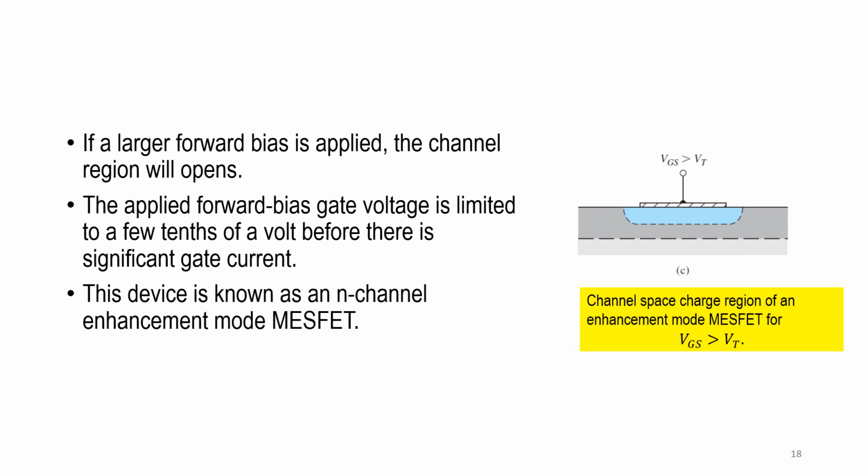So if we apply a larger forward bias, the channel region will be open. In this case, the depletion region will be decreased, enabling a current to flow between the source and the drain. So the device now is known as an N-channel enhancement mode MOSFET.